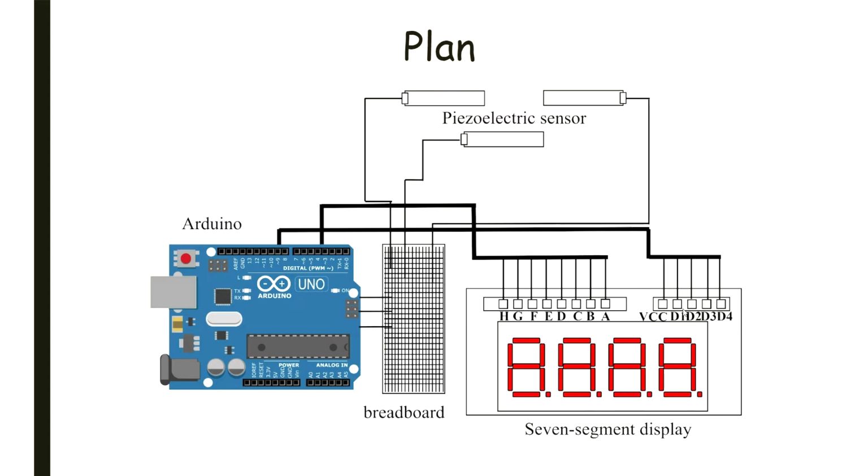And the 4 digits are enough because we won't sleep more than 9,999 minutes, so it is enough. Then our sensor will be put here, and the Arduino here will have a program that we will upload.